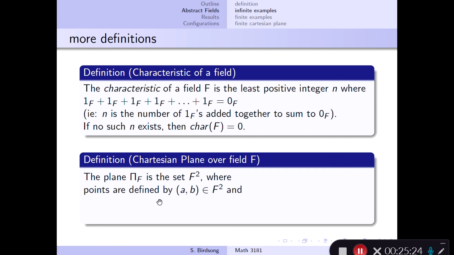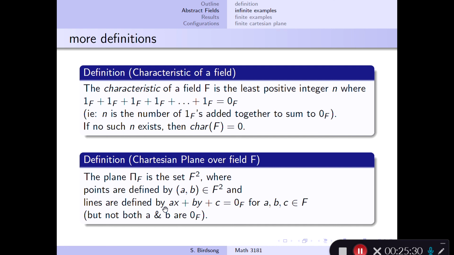Now this set F2 simply tells you the following. It tells you your points are defined by ordered pairs, where the first and the second coordinate are from your field. And it tells you that all of your straight lines are defined as ax plus by plus c equals whoever your 0 element is, where the coefficients a, b, and c are all from your field, and you can't have the coefficients on x and y both be the 0 element. Notice that's the exact same definition that we've had in the past when we're dealing with basically all of our infinite models. They actually were all Cartesian planes.